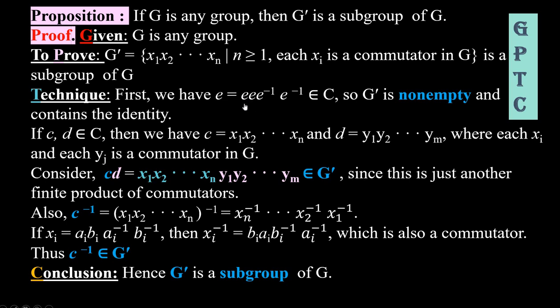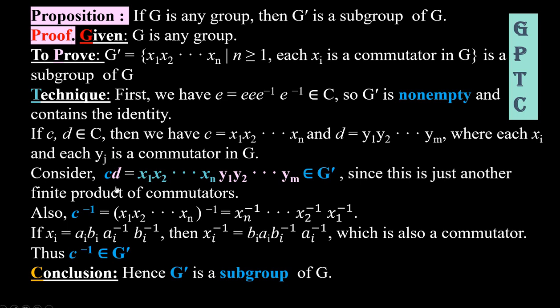However many times that you write, again you get only E. So G prime is non-empty, and of course it contains the identity element, namely E. Now if C and D are in G prime, then we have C being written as x1 to xn, the product, and similarly D is y1 to ym, the product, where each xi and yj is a commutator in G. Now you consider C into D.